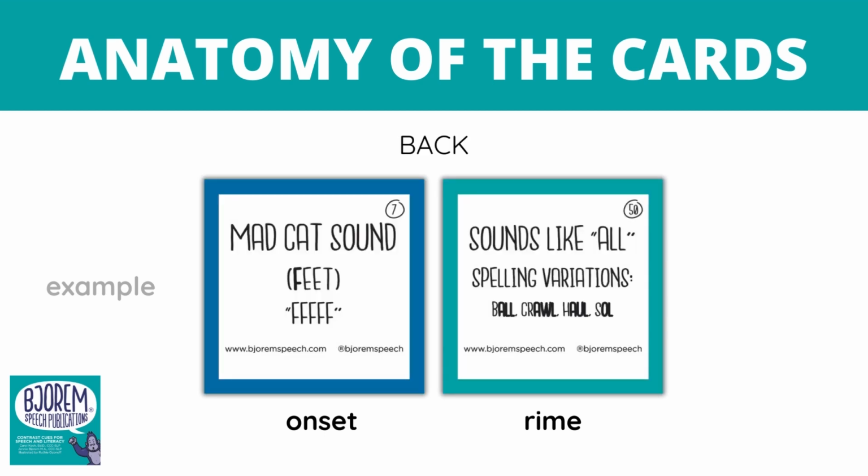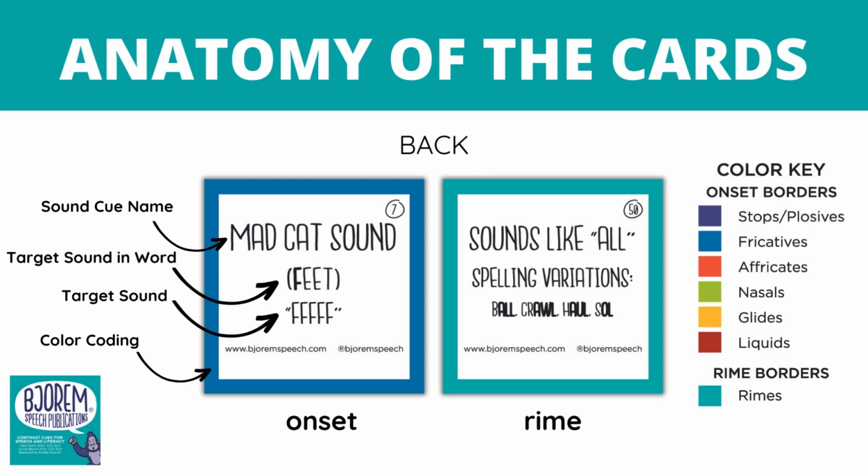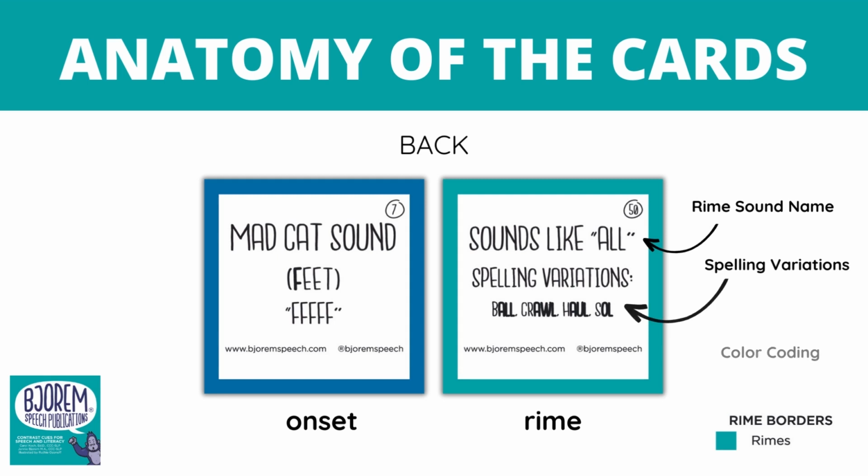If we flip these cues over, you'll see that the backs also look similar but do have a couple variations. The onset cards have the sound cue name, the target sound in a word, and the target sound itself. It is also color-coded based on the manner of the sound production. The back of the rhyme cards have the rhyme name and applicable spelling variations. These cards are also color-coded in this turquoise color.